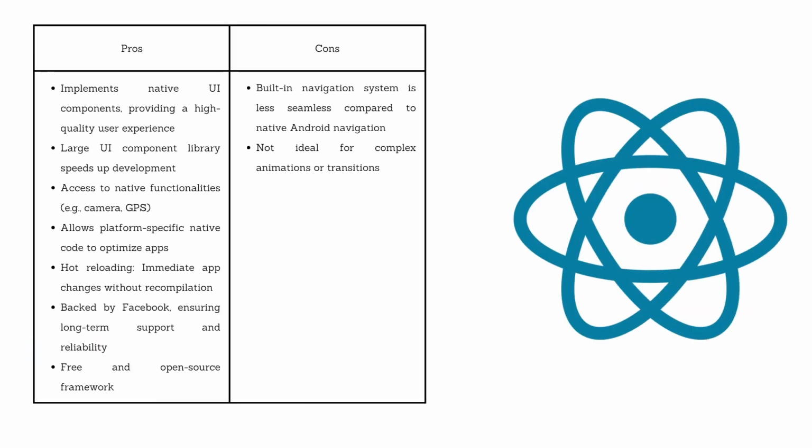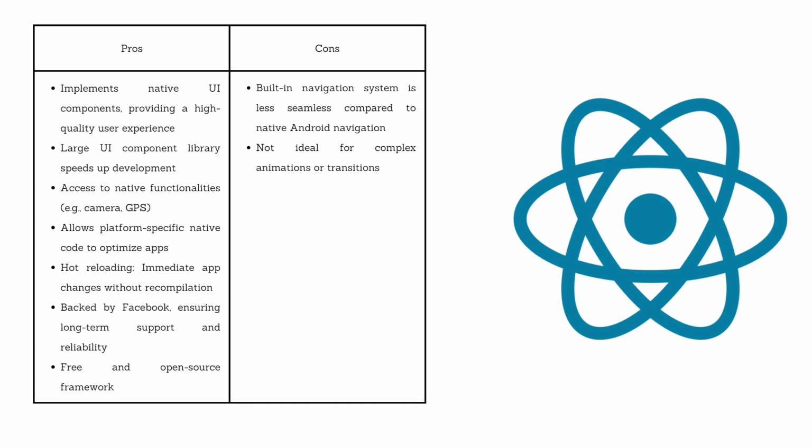What are the pros and cons of React Native? The pros are: React Native implements native UI components, giving the app a high quality user interface with a native look. React Native's expansive library of UI components speeds up development time. The framework gives developers access to native functionalities like the camera and other features. It allows developers to use platform specific native code to optimize individual apps, and developers can apply immediate changes to an app without having to recompile it. It is supported by Facebook, which ensures reliability, and React Native is an open source framework, making it free to application developers. And what are the cons?